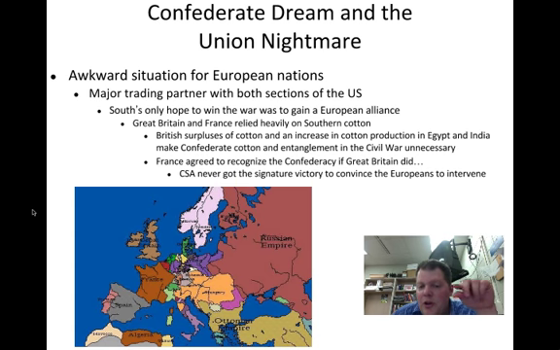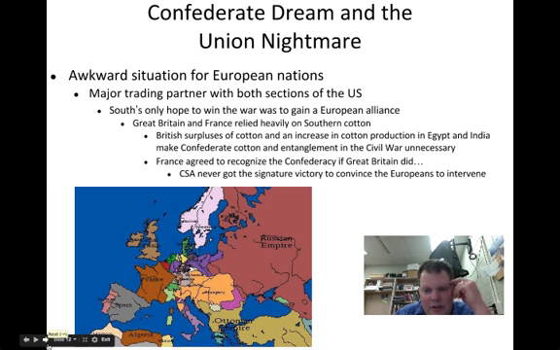They do get close to recognizing, though. The British do help out the Southerners to a certain extent. The British do build some ships for the Southerners, and France basically says they will recognize the Confederacy if the British do. But like I said, the Confederacy never gets that signature victory to prove to the Europeans that they have a chance. And the British sure as heck aren't going to anger the Northerners.